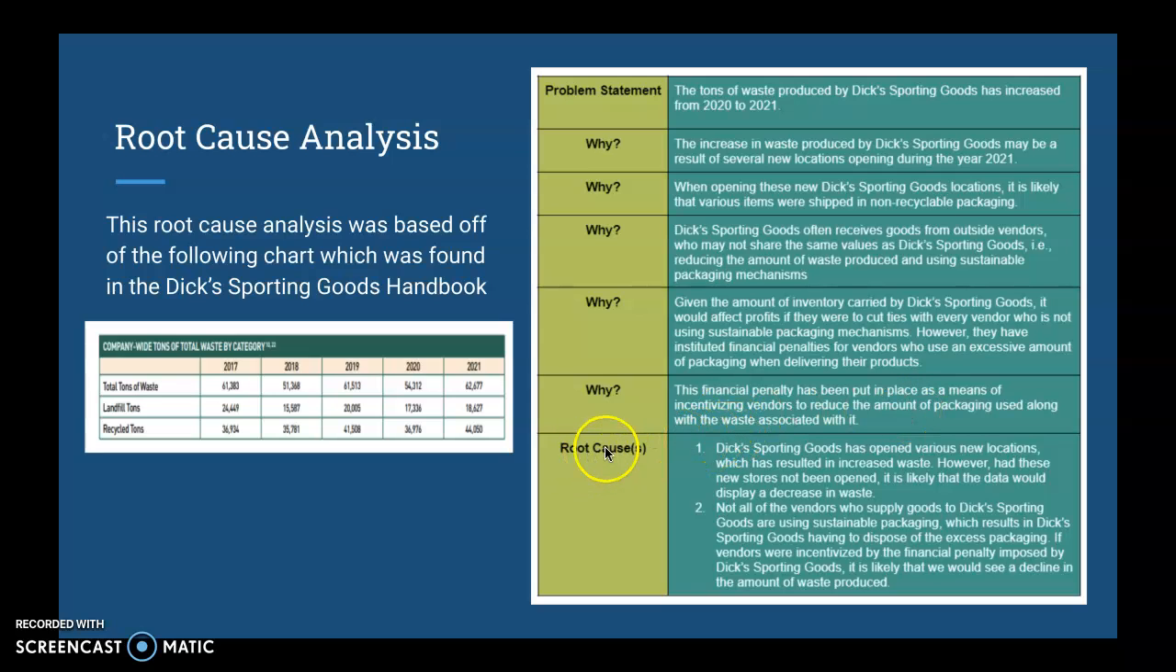So as we can see, the 2 root causes are: the first one is Dick's Sporting Goods has opened various new locations, which has resulted in an increase in waste. However, had these new stores not been opened, it is likely that the data would display a decrease in waste. And not all of the vendors who supply goods for Dick's Sporting Goods are using sustainable packaging, which results in Dick's Sporting Goods having to dispose of the excess packaging. If vendors were incentivized by the financial penalty imposed by Dick's Sporting Goods, it is likely that we would see a decline in the amount of waste produced.